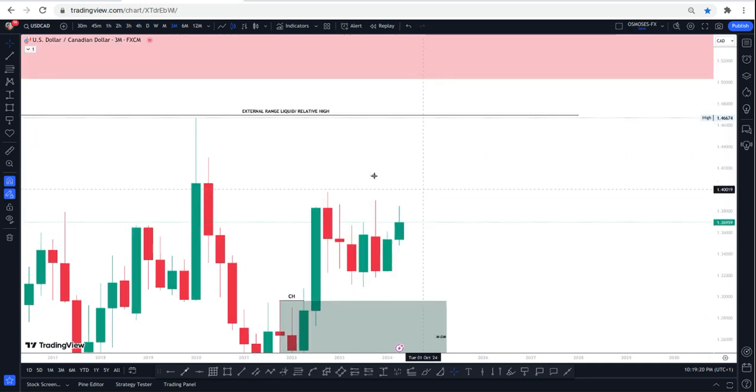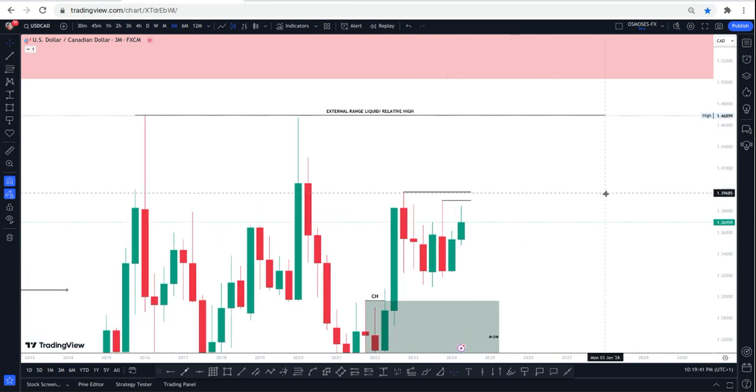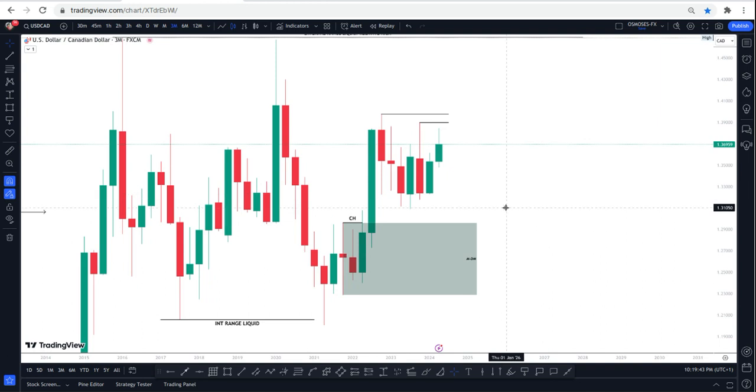Now if taking out this external range, I have some buy sides waiting. I have this buy side waiting. I have this buy side also waiting. So I have some buy sides waiting for me to come in.